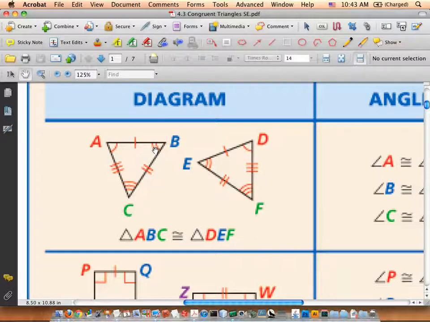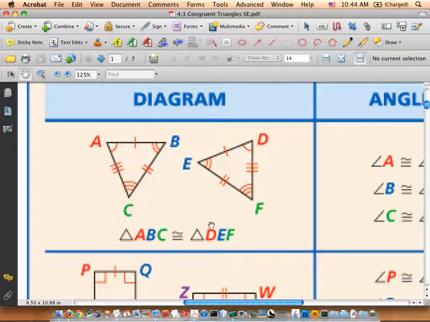What corresponds with angle B? Angle E. And C corresponds with F. So those are the corresponding angles. Corresponding sides, AB corresponds with what? DE. BC corresponds with EF. And so you can kind of see it a little more clearly when it's color-coded. So what we would say is that these two triangles right here are congruent.